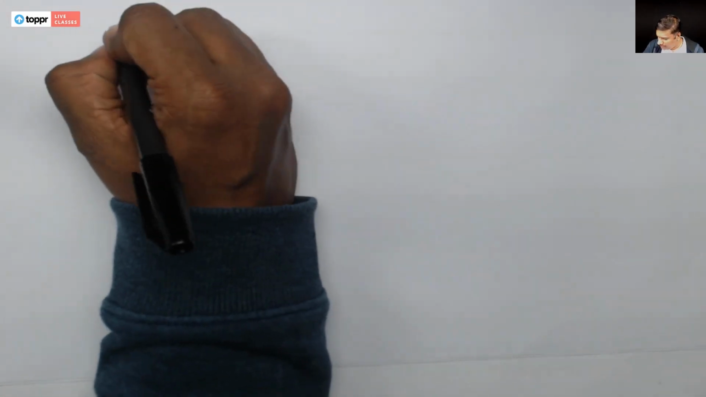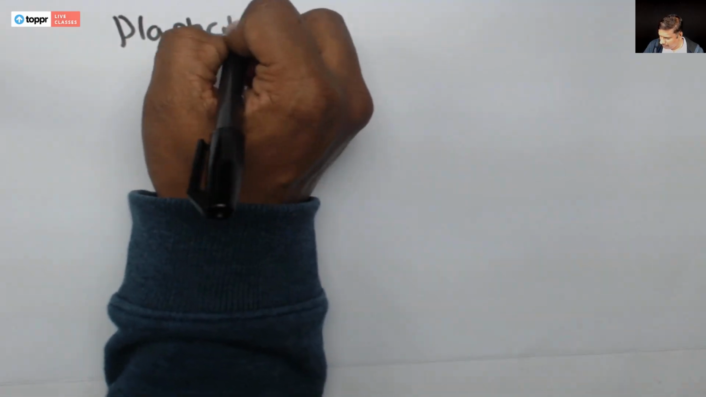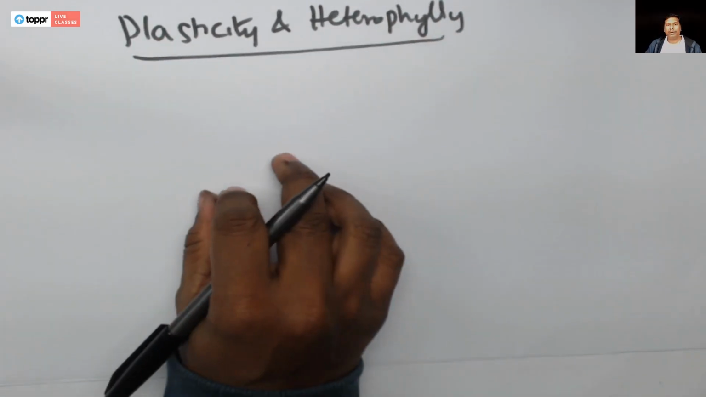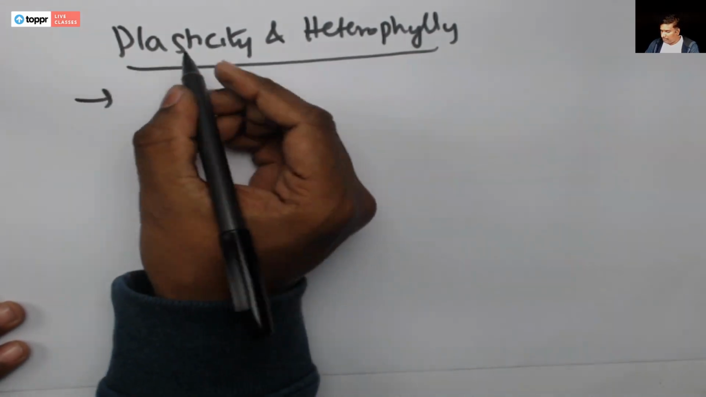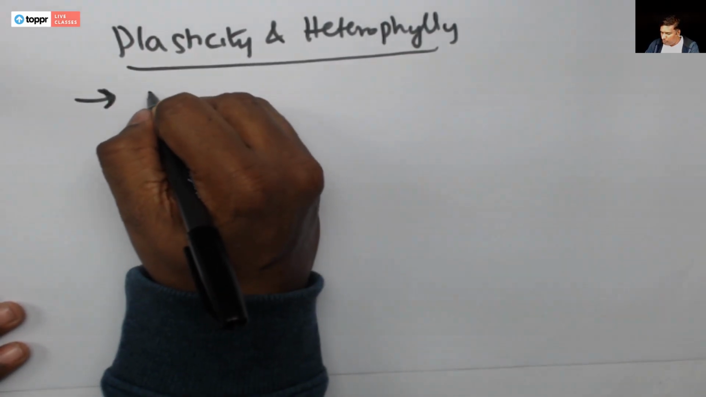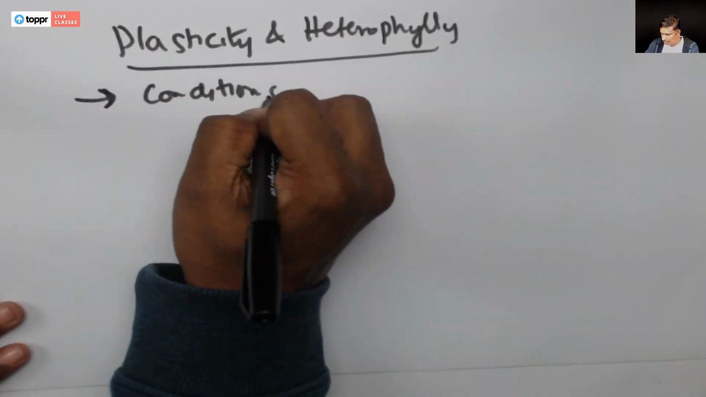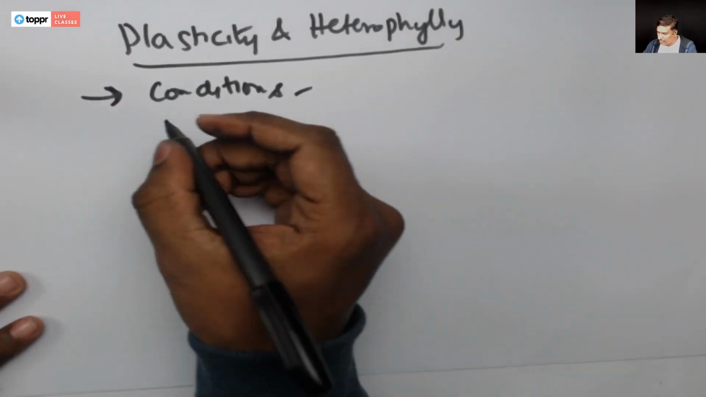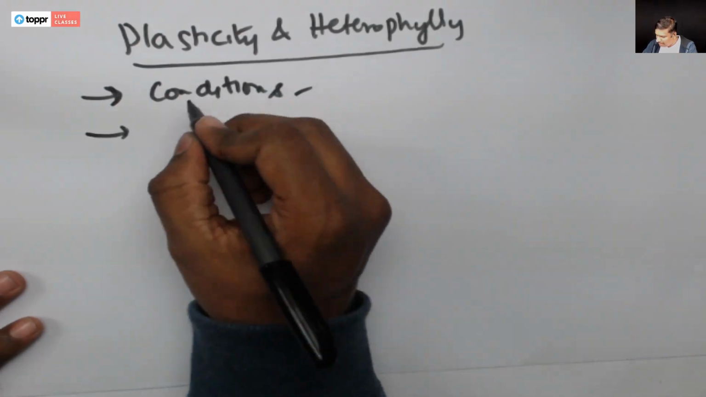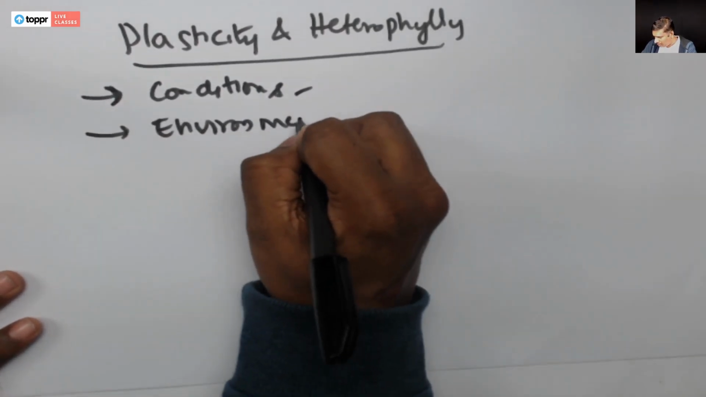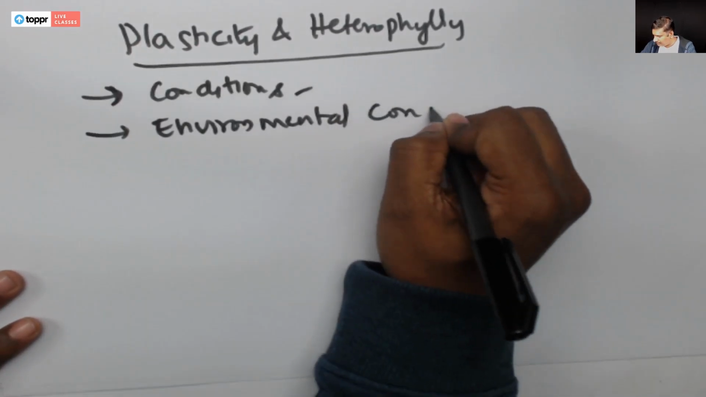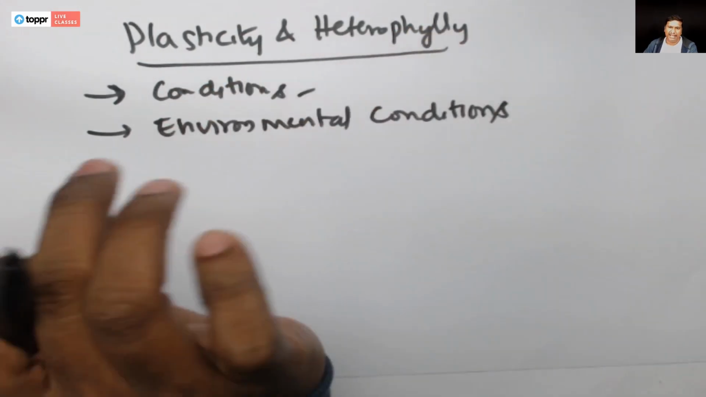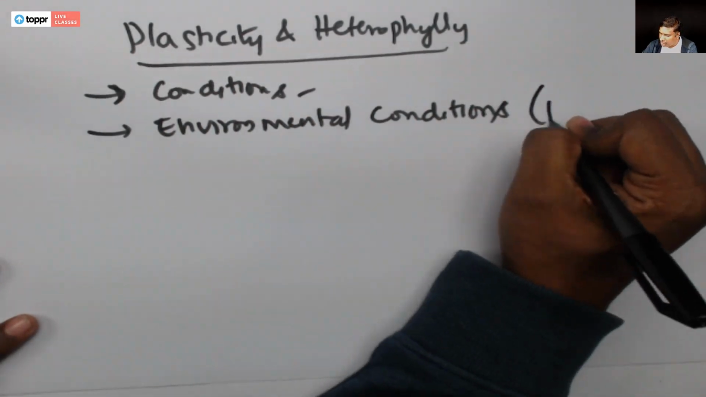Then I have to explain the last two aspects, which is plasticity and heterophily. Now one important thing that you have to understand here is plants adapt very well to the conditions. For instance, I'll give you an example. Depending on environmental conditions, they change their characteristics. So they are not fixed. They can mold themselves in any way. That's the reason why they are said to be plastic.